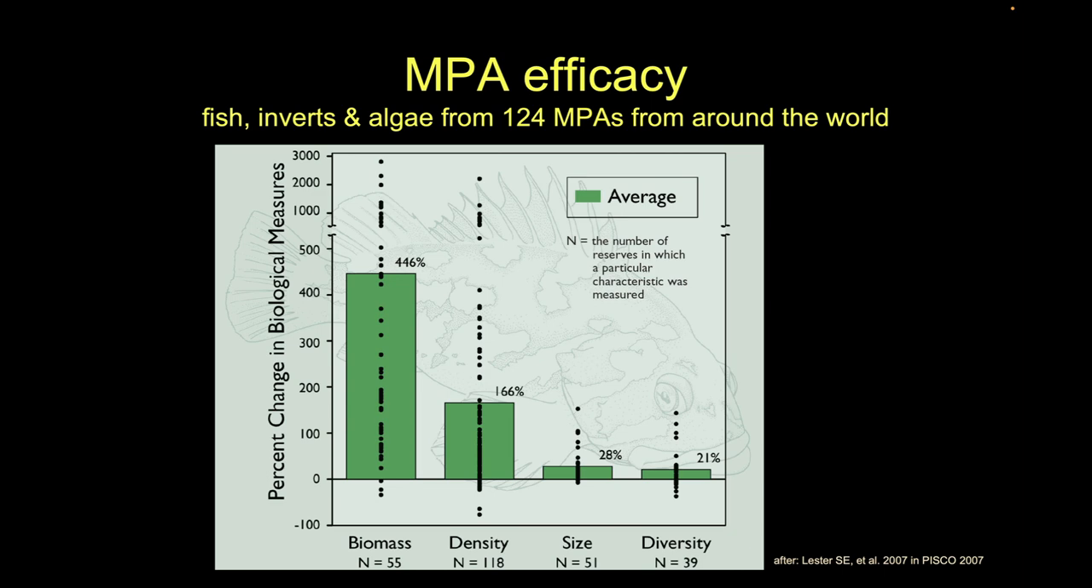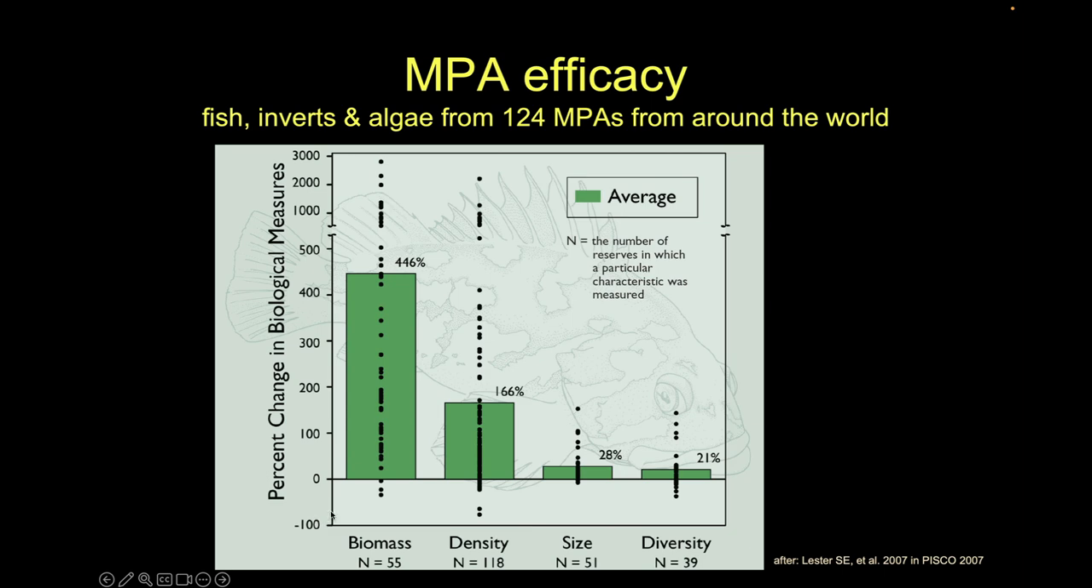So this is telling us that in terms of biomass, when we establish a marine protected area, no matter what it started with, so some of them have small biomass to start with, some have medium biomass, some have large. Whatever we started with, on average, we're about four timesing that, or more than four timesing that biomass.